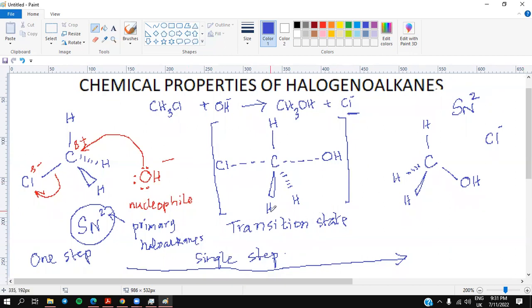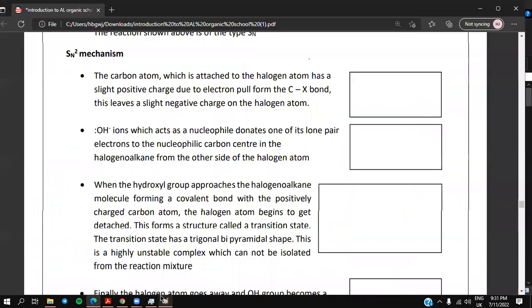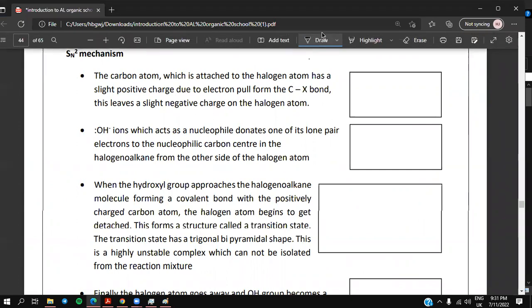We can talk about this reaction mechanism step by step, like this. The carbon atom which is attached to the halogen atom has a slight positive charge due to the electron pull from the C-X bond. This leaves a slight negative charge on the halogen atom. Carbon, hydrogen. I'll take chlorine for this. Hydrogen here, hydrogen here. Show the delta positive charge on carbon and delta negative charge on chlorine. I want you to have this diagram drawn in your notebook.